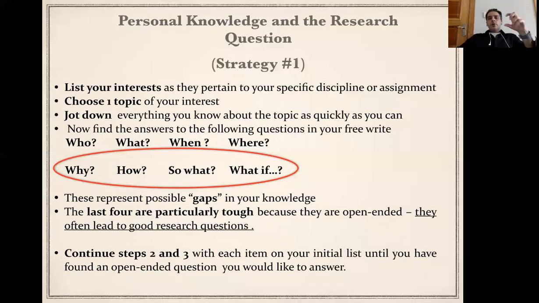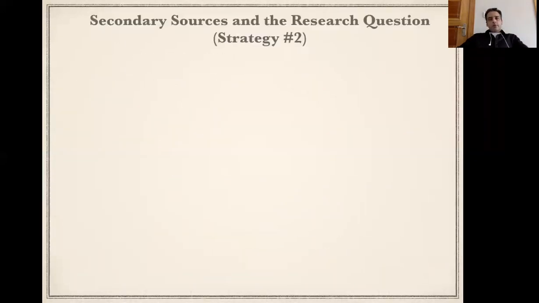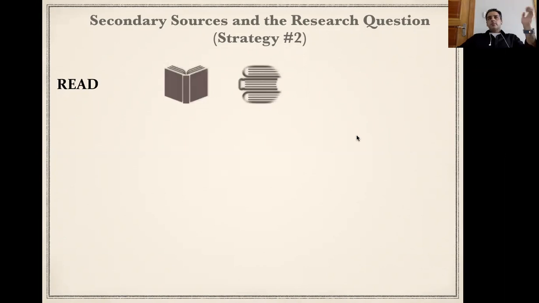This is one strategy which can lead you towards a reasonable research question that you are after. There's another strategy as well. This is secondary sources and the research question. So secondary sources, if you're not aware of what secondary sources are: books, articles, thesis of other people, all this published work that is available on different databases.